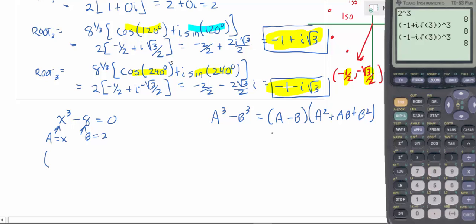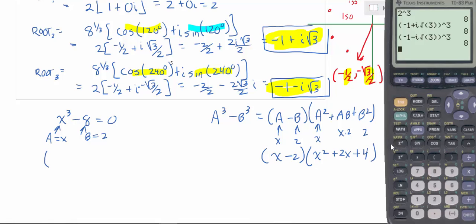For a minus b, you would have x and 2. So you'd have x minus 2 here. Then a is x, so you square that. So that would be x squared. A is x, b is 2, so that's going to be plus 2x. B is 2, so 2 squared is 4, like that. So if you're doing this problem, x cubed minus 8, you could write your steps like this. You could do x minus 2 times x squared plus 2x plus 4 equals 0, like this.